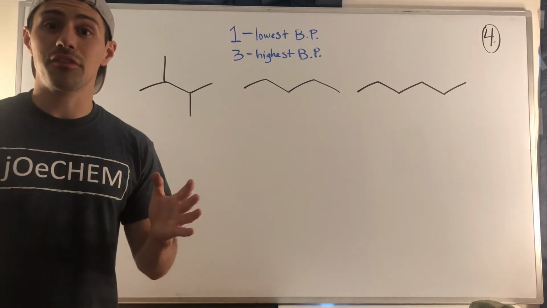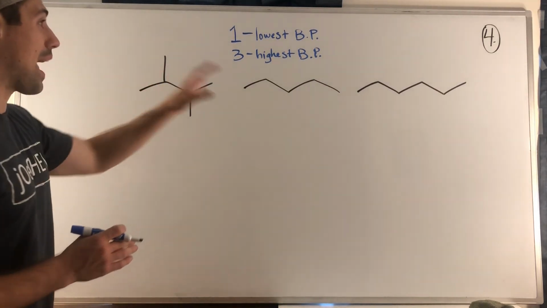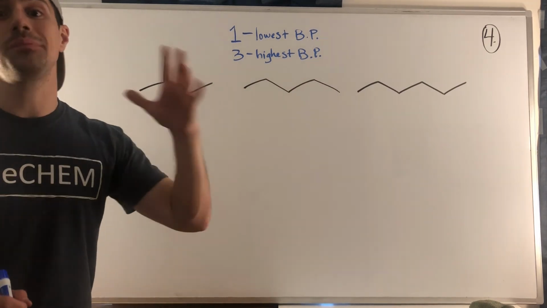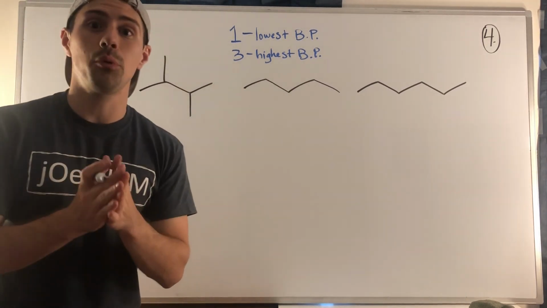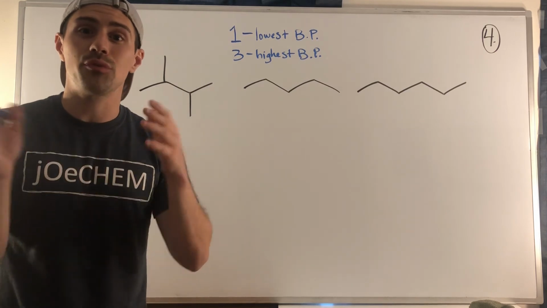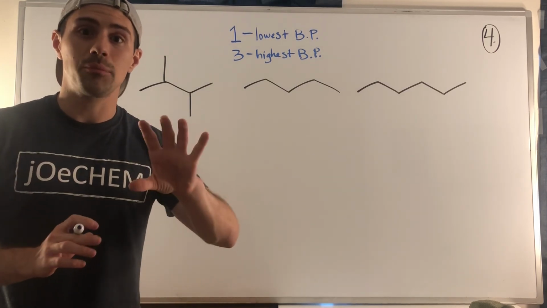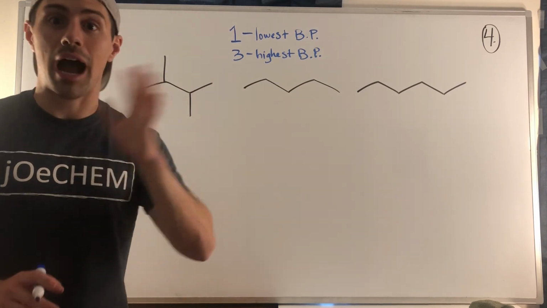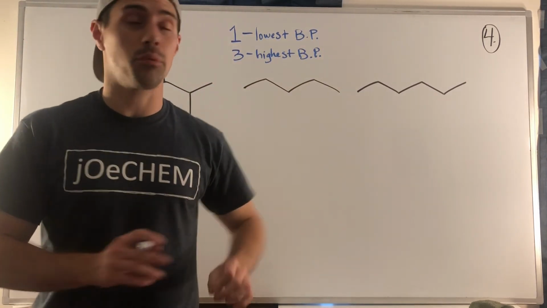Okay gang, to round out this worksheet, we're just going to rank the following alkanes from 1 to 3, 1 being the lowest boiling point, 3 being the highest boiling point. And remember, boiling point goes by molecular weight, and if you have a tie in molecular weight, the boiling point is higher with the structure that is less branched. More branching means lower boiling point.